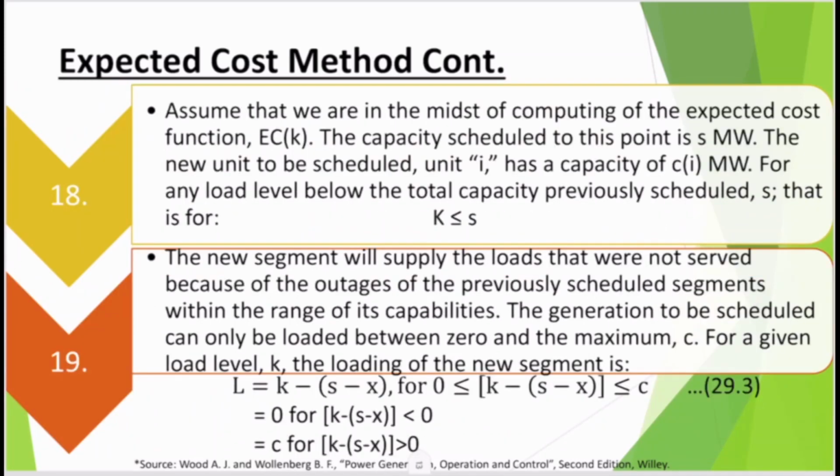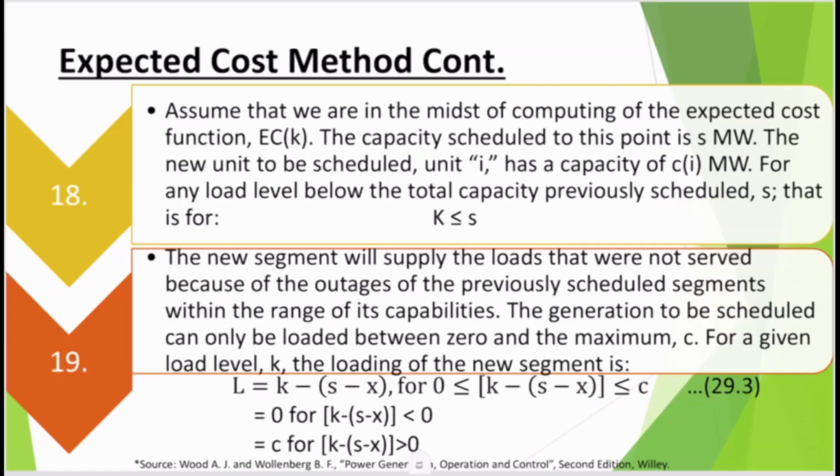Assume that we are in the midst of computing the expected cost function EC(K). The capacity scheduled to this point is S megawatt. The new unit to be scheduled, that is unit i, has a capacity of Ci. For any load level below the total capacity previously scheduled, that is K less than or equal to S, the new segment will supply the loads that were not served because of the outages of the previously scheduled segments. Within the range of its capabilities, the generation to be scheduled can only be loaded between 0 and the maximum C.